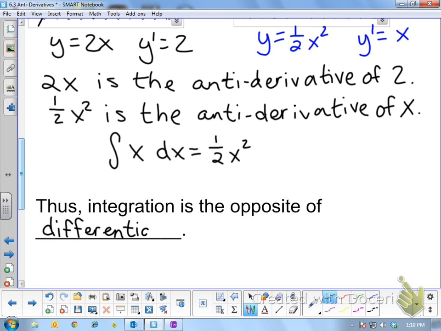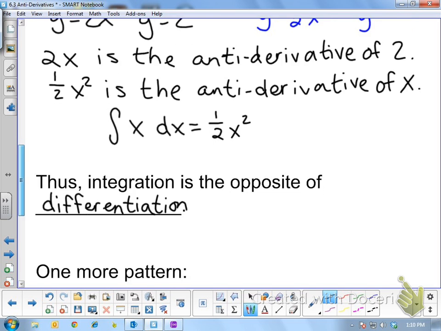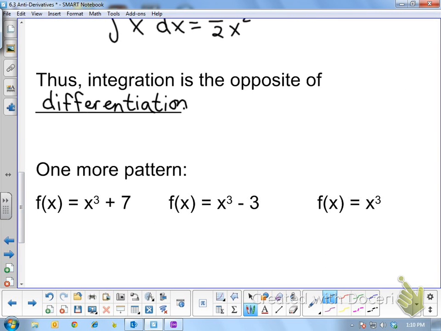With differentiation, we say difference quotient because we're doing subtraction divided by subtraction. With integration, we say it's the addition, so the sums of multiplication. So they are opposites, but they are pretty complicated opposites. We need some more information because this will not be our full answer yet. So we're going to look for another pattern.